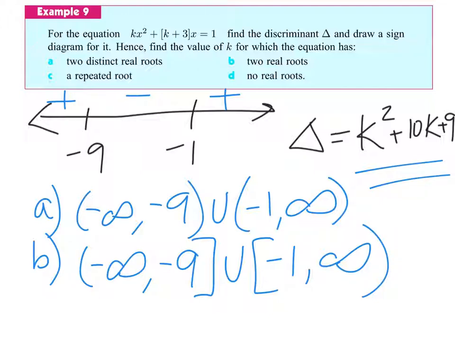And then we have a repeated root. The repeated root would just be when it is equal to 0. It bounced there on the x-axis, and that's when k is equal to negative 9 or negative 1. And then part D, I could have gone to another slide, had no real roots, would be in that middle part from negative 9 to negative 1.